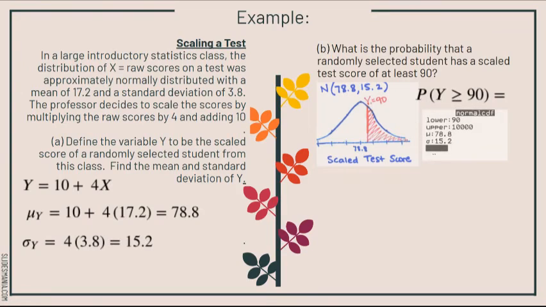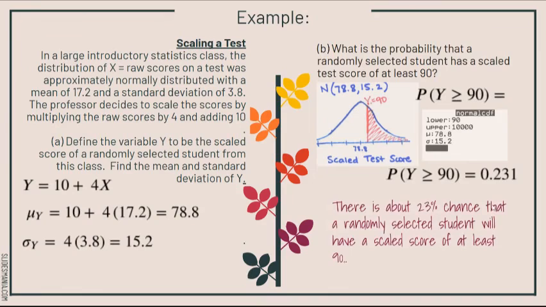Or in the calculator, we can go to normalcdf. 90 is our lower bound. It goes up to infinity, so we can put 10,000. Here's our mean and standard deviation. We're going to calculate it and get 0.231. We do need to write this in words. So there is about a 23% chance that a randomly selected student will have a scaled score of at least 90. So that is answering our question about the probability. And you can use a calculator or Desmos. That is it for our notes.